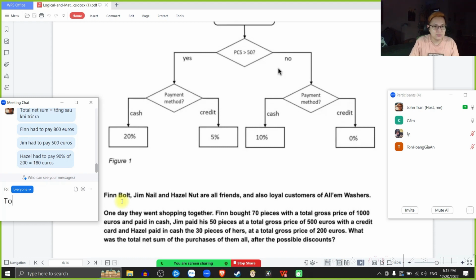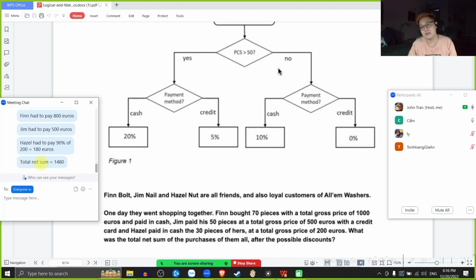So total net sum is 1.300 cộng cho 180 là 1.480, right? Total net sum is 1,480. 1480, mình đọc là 1400 sau 80. 1,480. Hoặc là mình đọc 1.480 cũng được. 1,480. You can say it.